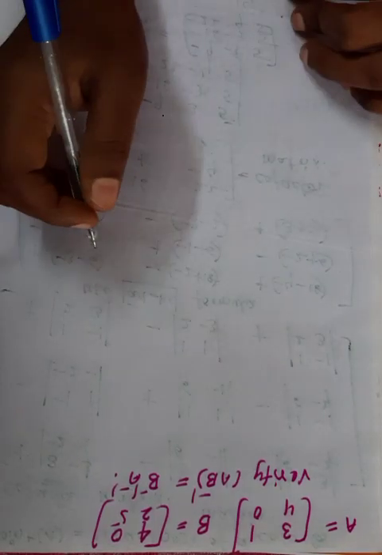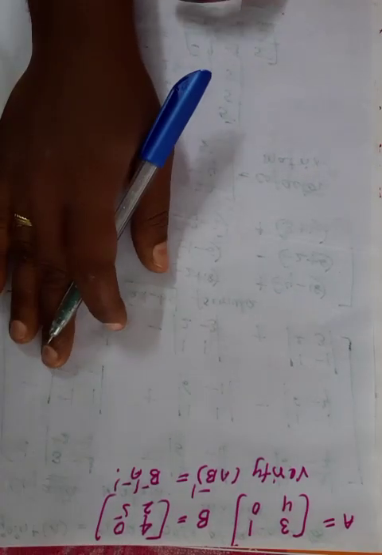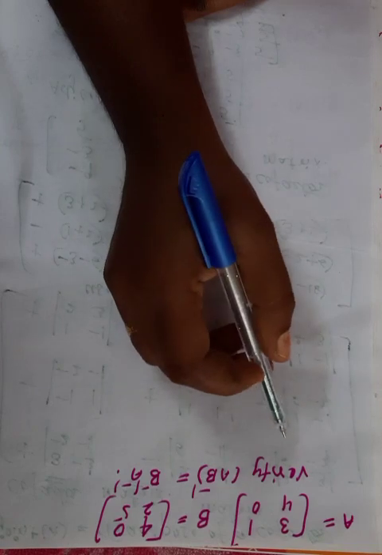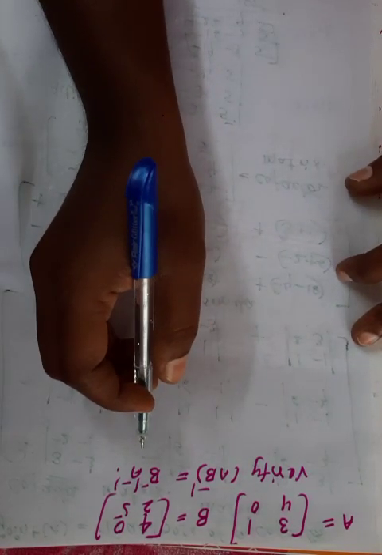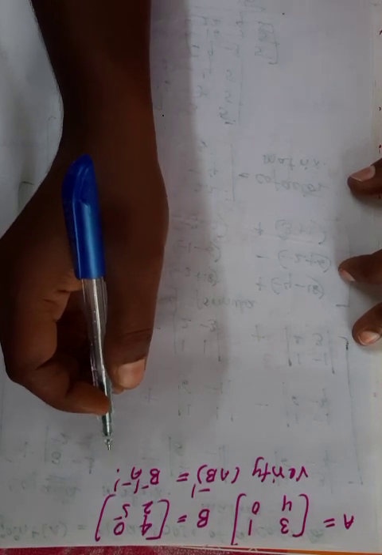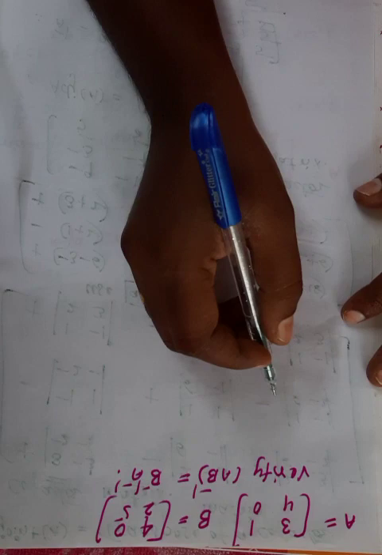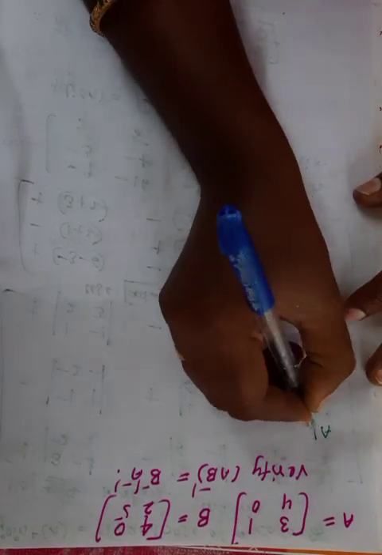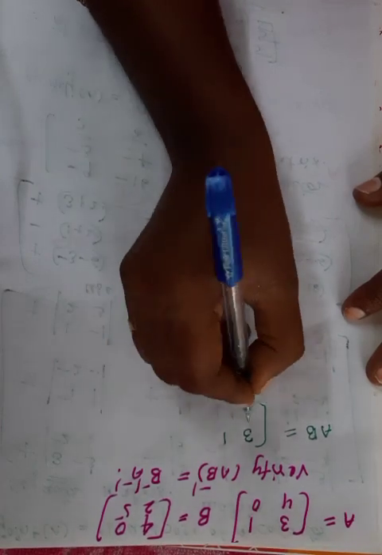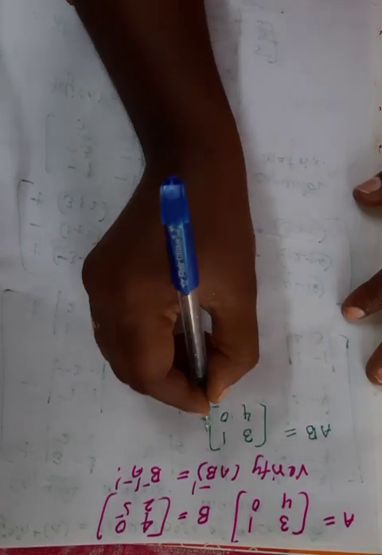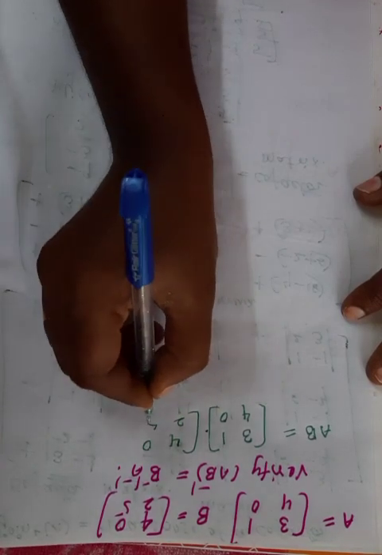So here our last question is a proof related to the properties of inverse. We have to verify that AB whole inverse is equal to B inverse into A inverse, which is one of the important properties of the inverse of a matrix. First of all, we have to find the A into B multiplication. Therefore, A into B is equal to 3, 1, 4, 0 into 4, 0, 2, 5.